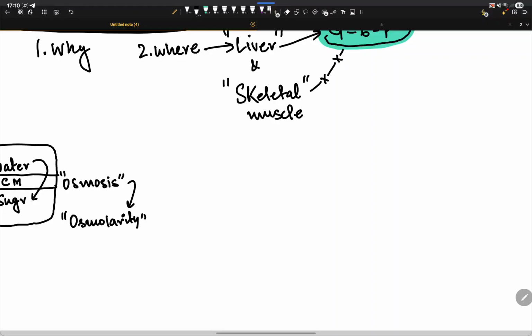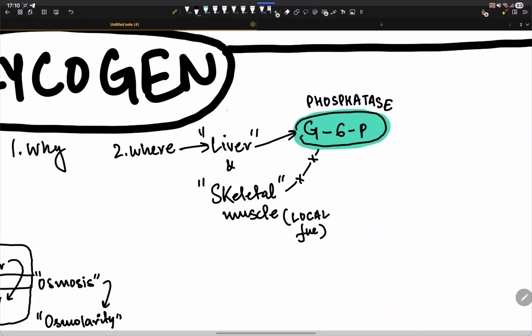Now, why would evolution design this? I mean, amazing design, right? Imagine you're exercising and your leg muscles are working intensely. I mean, we hate working out the legs. I hate it. But should they keep exporting glucose to the blood? No, because leg muscles need it themselves. Therefore, muscle glycogen is a local fuel, and liver glycogen is a whole body fuel.